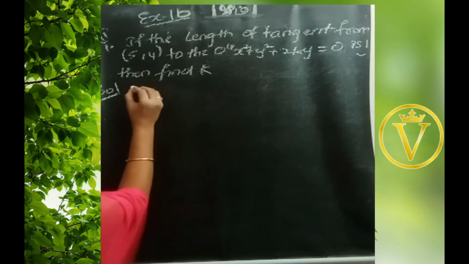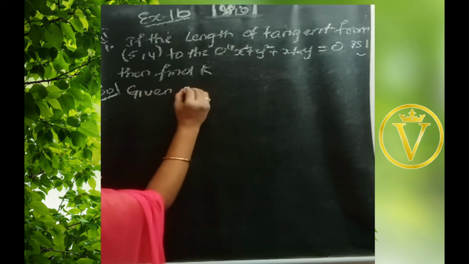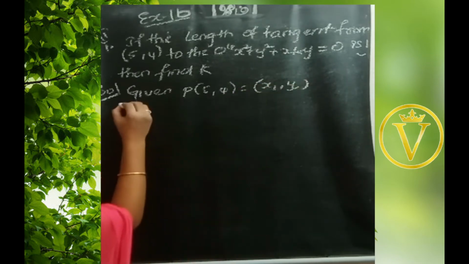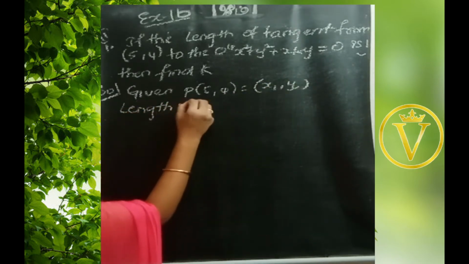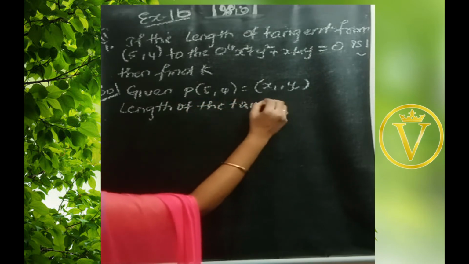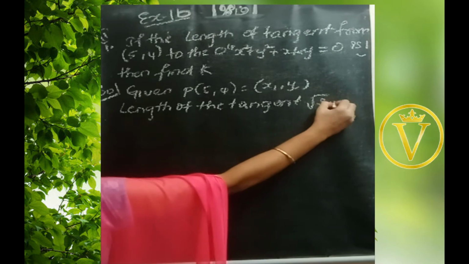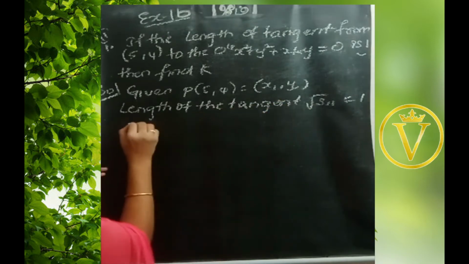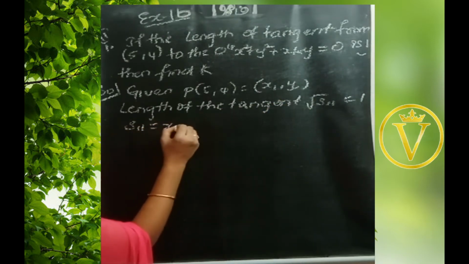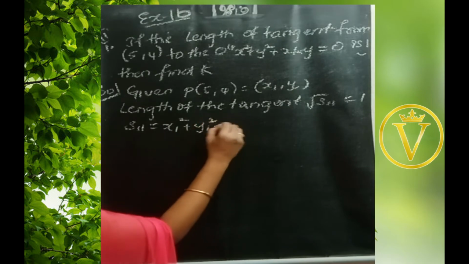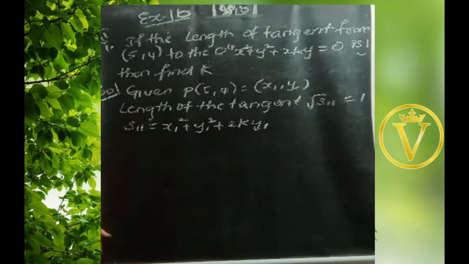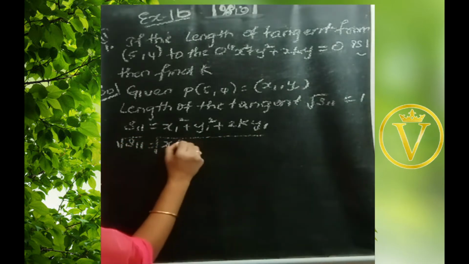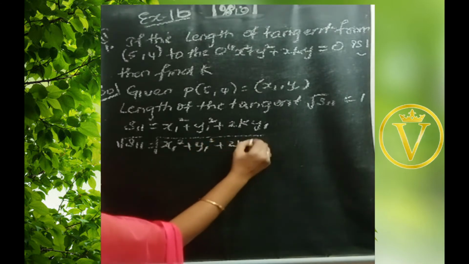Okay, first we have to write what is given. The point (5, 4) is nothing but (x1, y1). The length of the tangent is root S11, that means root S11 is 1. First we have to find S11. S11 means x1 square plus y1 square plus 2k y1. So root S11 means root of x1 square plus y1 square plus 2k y1.